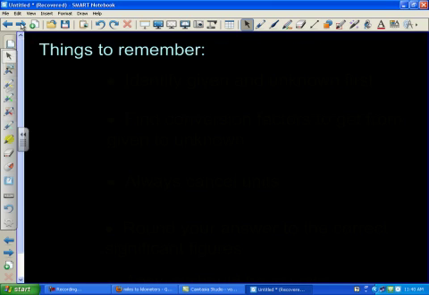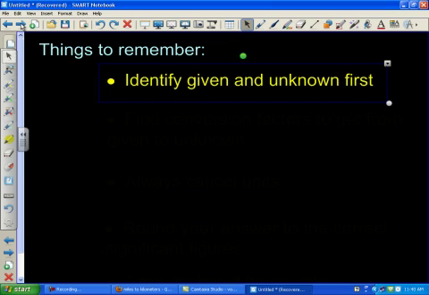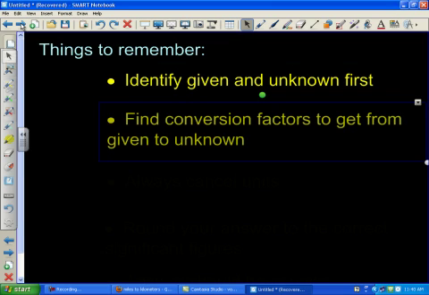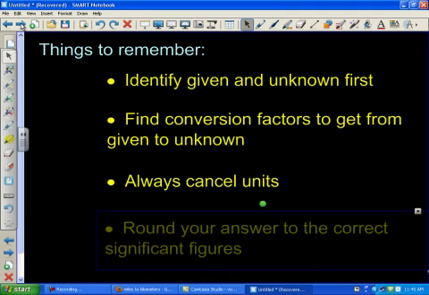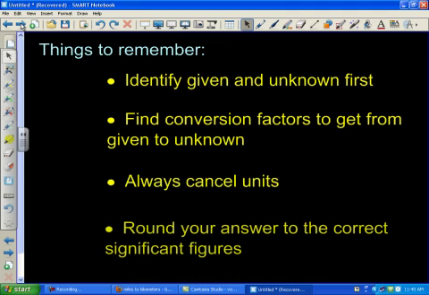Okay, so what are some things to remember when you're doing conversion factors? First thing, always identify the given and the unknown first. The problem won't make any sense if you don't do that. Second thing is to find the conversion factors to get from the given to the unknown. Always cancel your units out. And then you always want to round your answer to the correct number of sig figs. Okay, so if you follow these steps each time, then these problems will work out and you should be able to get them.